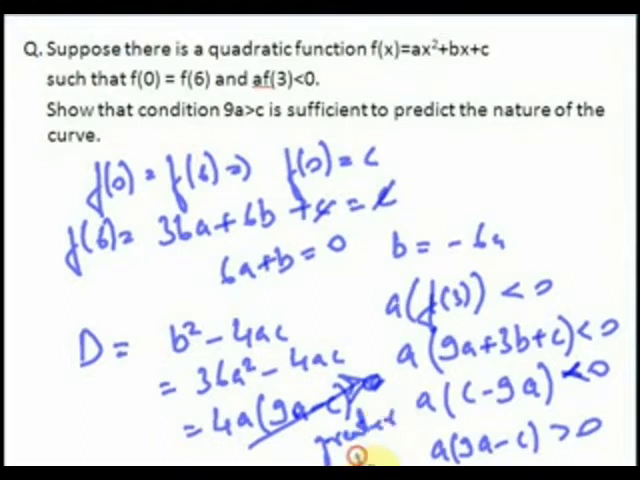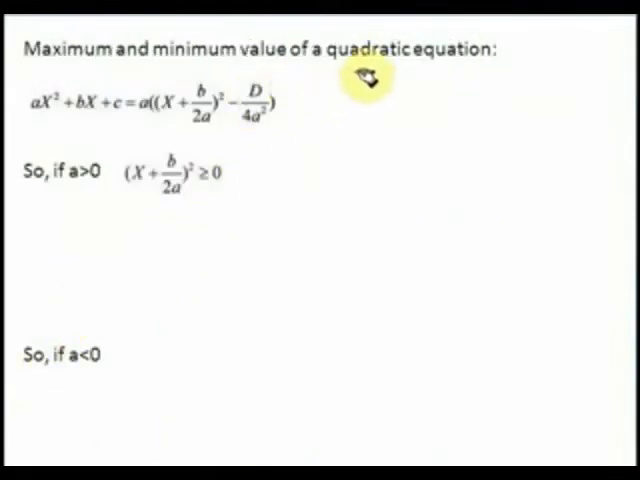That means a into 9a minus c is greater than 0. So this quantity will always be greater than 0, as given from the condition. So we can predict the nature of the roots by commenting on the sign of 9a minus c. If we know the sign of 9a minus c, we can comment on the nature of the roots.